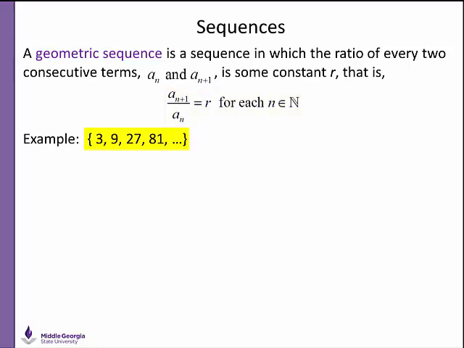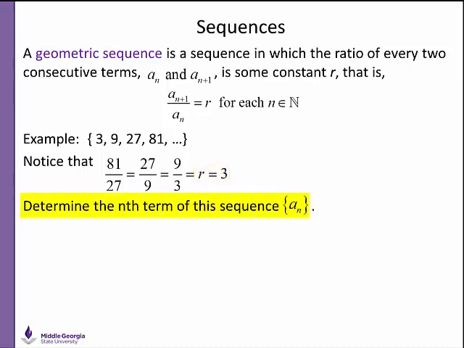Example: here is a geometric sequence 3, 9, 27, 81, and so on in that pattern. Notice that when we take any two consecutive terms, putting the latter one in the numerator, a sub n plus 1, we have 81 over 27, those are consecutive. 27 over 9 is a ratio of two consecutives, and 9 over 3 is a ratio of two consecutives. And in every case, we get that r equals 3.